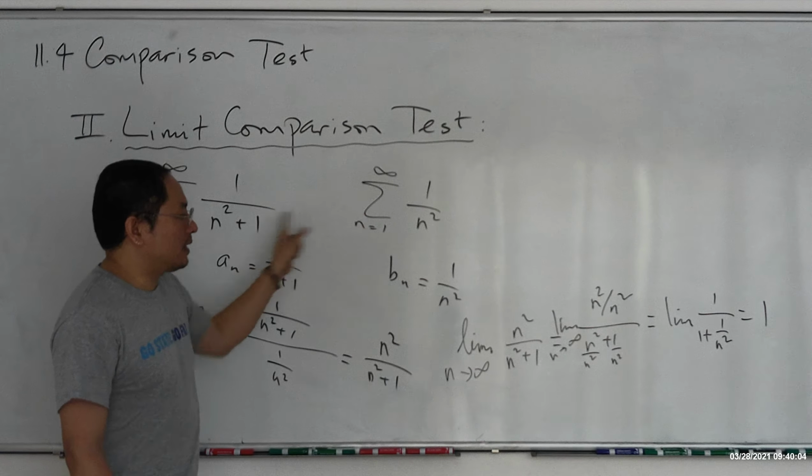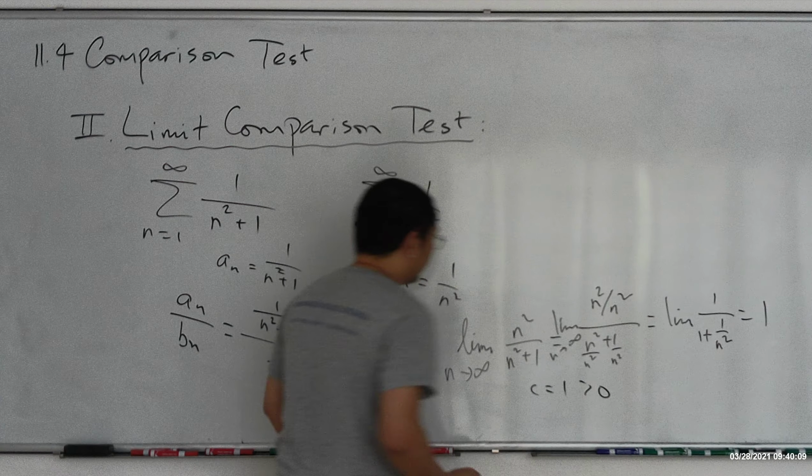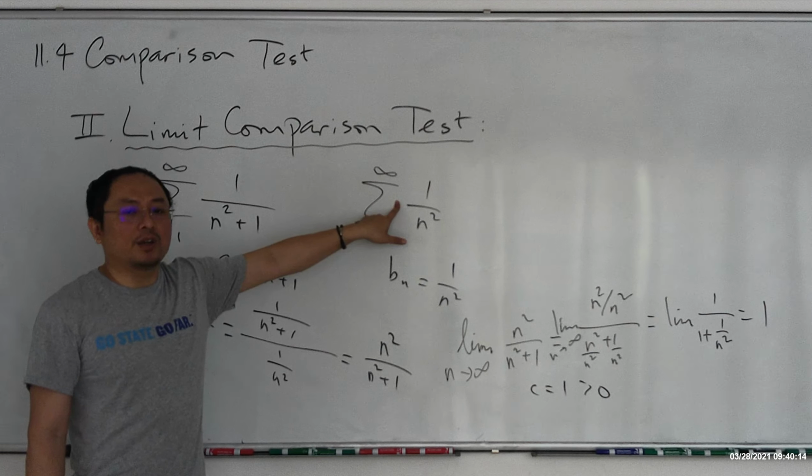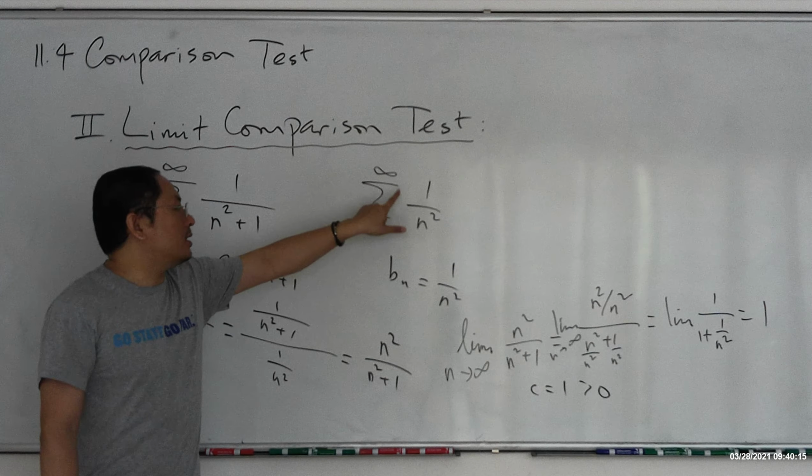C is equal to 1 here, which is positive, okay? And you know the two series behave the same way. This series right here, you know, is already convergent, so you can give a conclusion. This one is convergent as well. Okay.